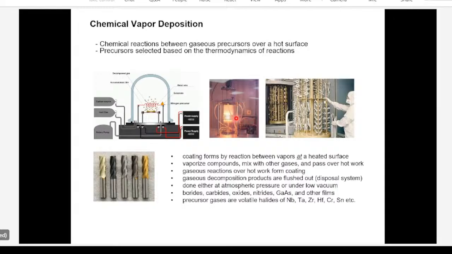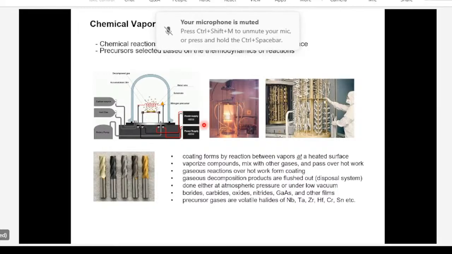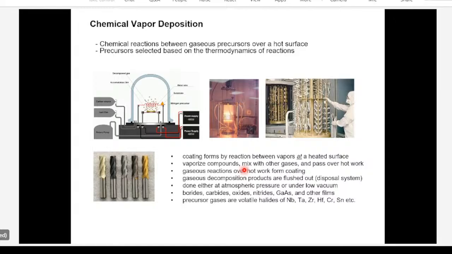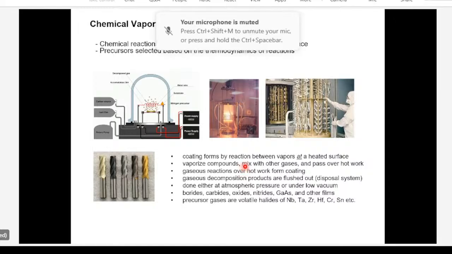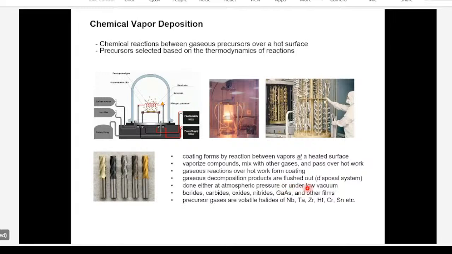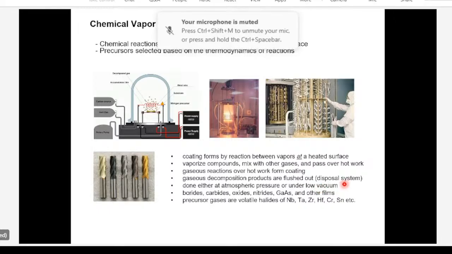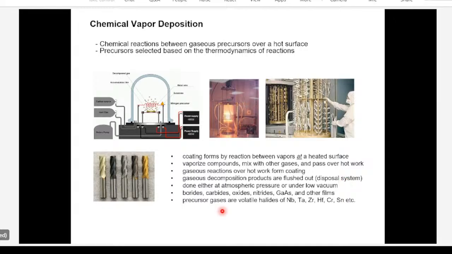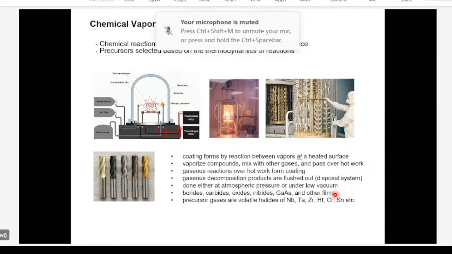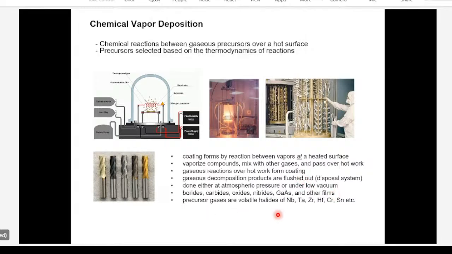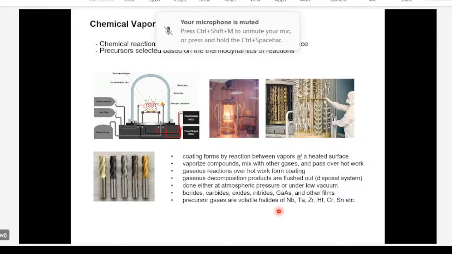So vapors, or gases, have to be selected carefully based on thermodynamic considerations, so that one of the products of the reaction is the coating that you want to form. And sometimes the decomposition products are toxic. They have to be flushed out, so you have to have a disposal system to neutralize any toxic gases. Borides, carbides, oxides, nitrides, and many other kinds of films can be formed. And the gases that are used for the reactions are mostly halogen-based compounds of these metals.